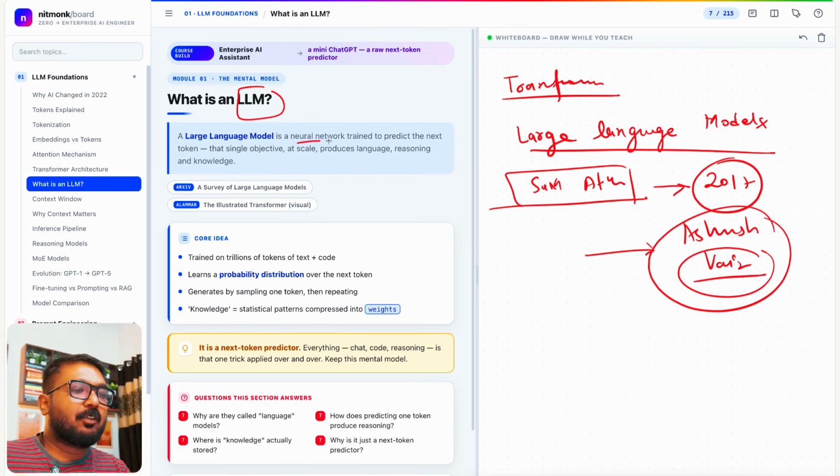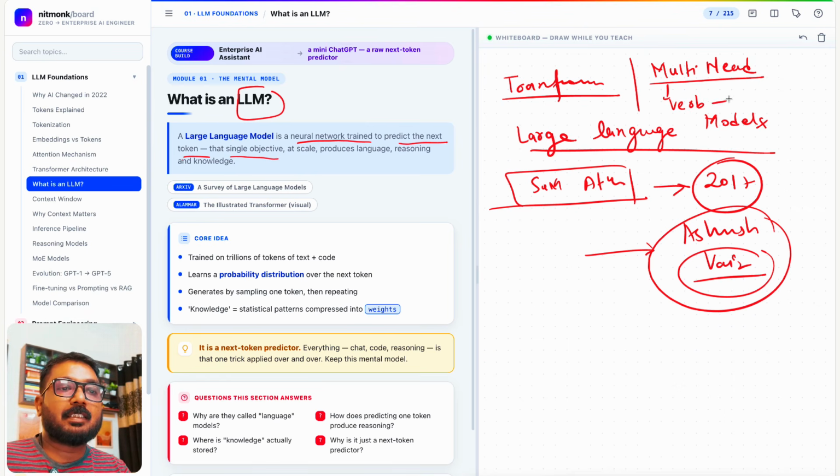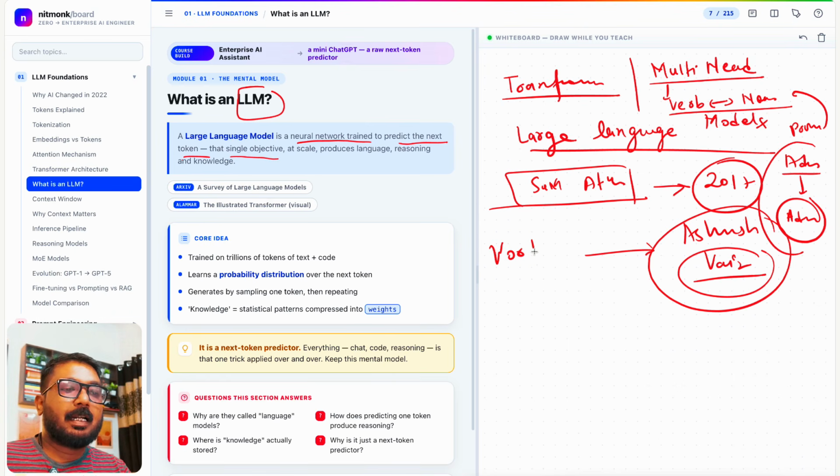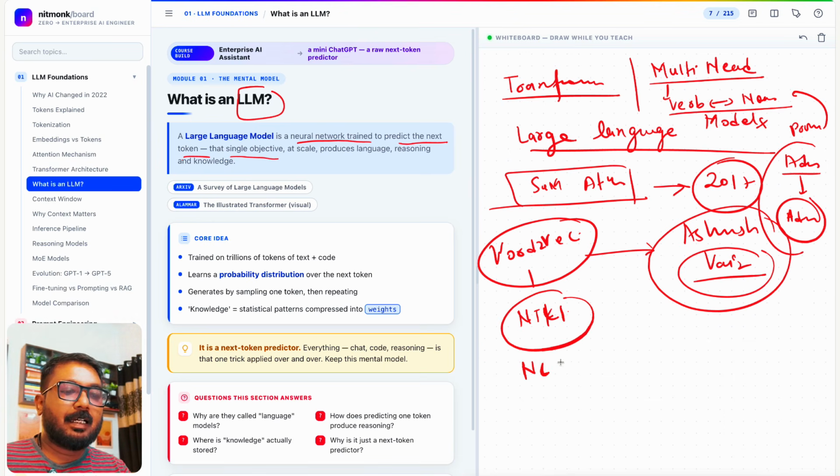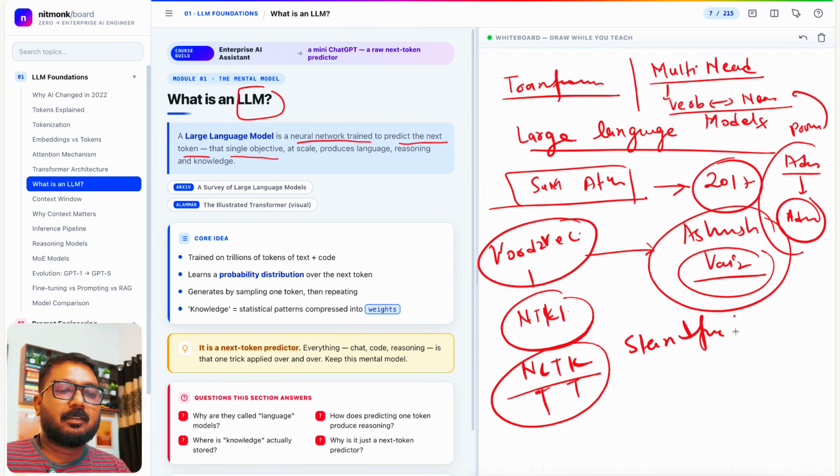So a large language model is a neural network trained to predict the next token, that single objective. Even when we talk about a single objective, I mentioned multi-head earlier, correct? Multi-head means we try to understand the verb's relationship with the noun, the pronoun's relationship with the noun, the adjective's relationship with the adverb. We used to do all these things at the time of Word2Vec, and at the time of the NLTK library that we used to work with. NLTK, Natural Language Toolkit, something like that. This was given by Stanford, correct.